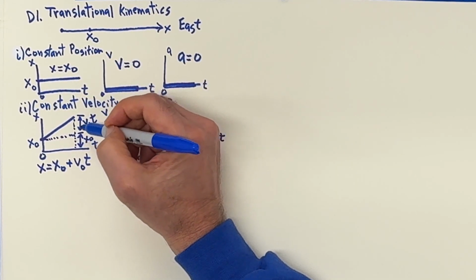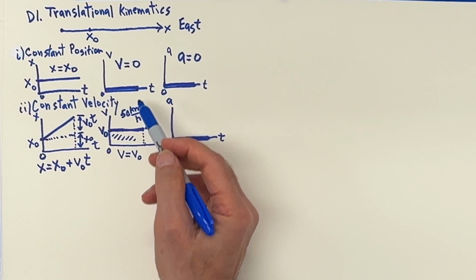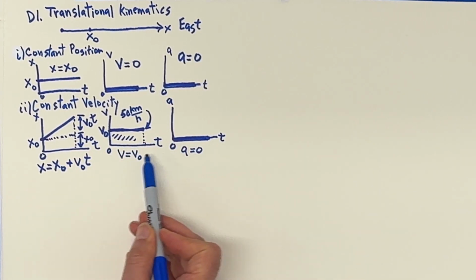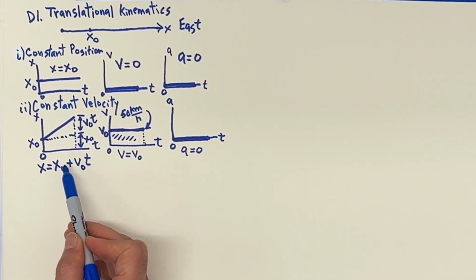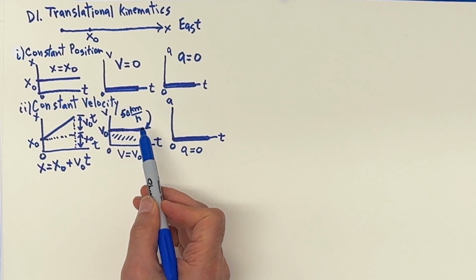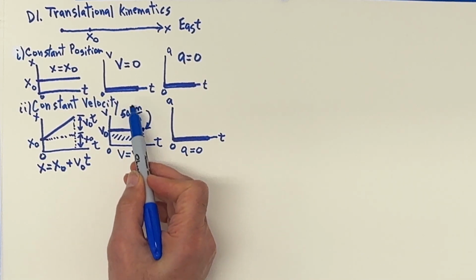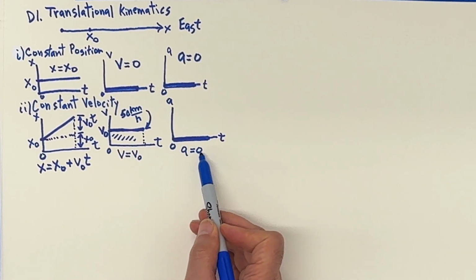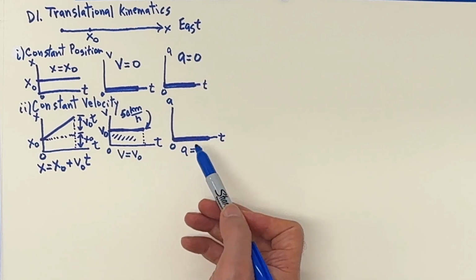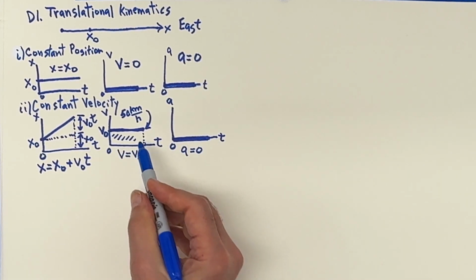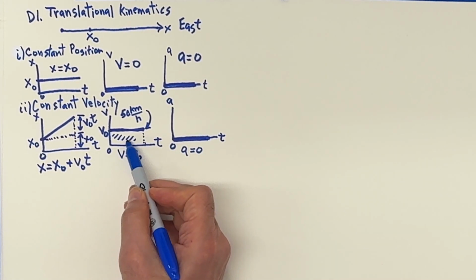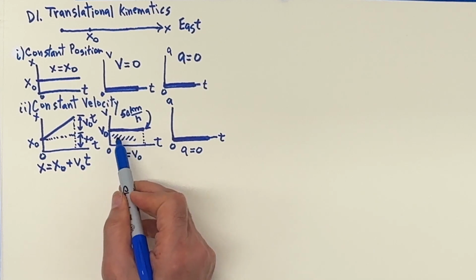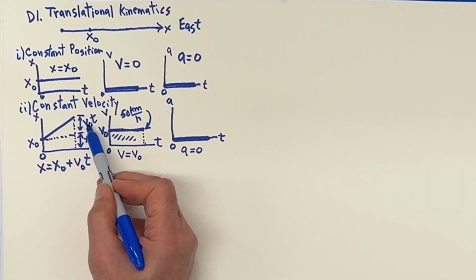But since v naught is not 0, we have this extra piece. Now, the nice thing about these equations is that this is more general. So if you let v naught equal 0, you then recover this one. And v naught equals 0, you recover that one. And the acceleration is 0 in both cases. So the area under the graph here of the velocity gives the distance traveled.